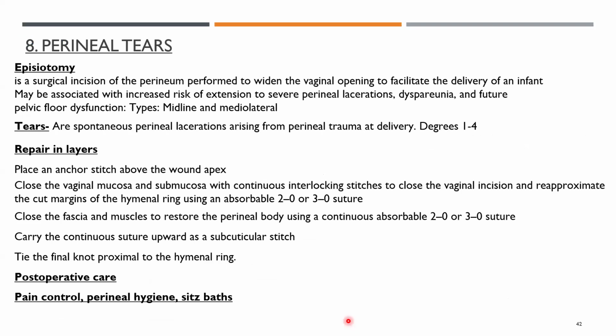Next, what are other complications that can occur in delivery? We have perineal tears that can happen. So episiotomy, sometimes you as a practitioner go in and do an episiotomy. It's a surgical incision on the perineum performed to widen the vaginal opening to facilitate the delivery of an infant. It may be associated with an increased risk of extension to severe perineal lacerations, dyspareunia, and future pelvic floor dysfunction. So there are a lot of complications and risks that come with it.